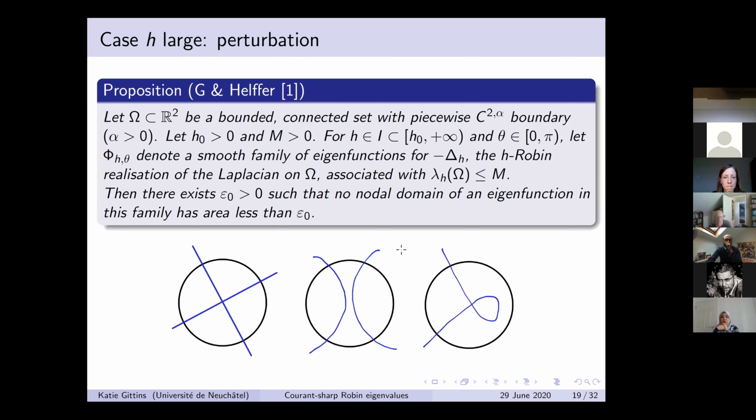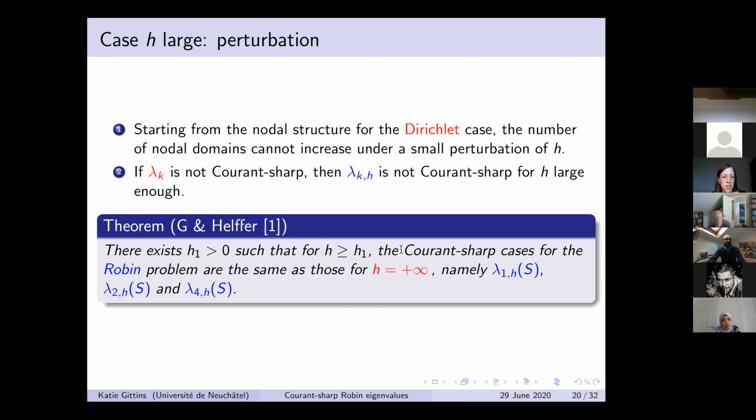So what we know so far is if I start from Dirichlet and do this small perturbation, I can't increase the number of nodal domains. So if my Dirichlet eigenvalue already didn't have an eigenfunction with k nodal domains, then after the perturbation it won't have gained any more, so it's still not Courant-sharp. What we could obtain in that way was that for h large enough, there is some h1, so that for h larger than that h1, the Courant-sharp cases for the Robin problem are the same as Dirichlet: only the first, second, and the fourth.